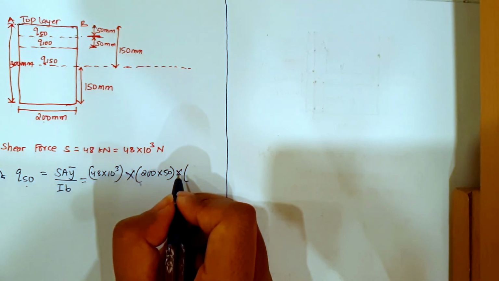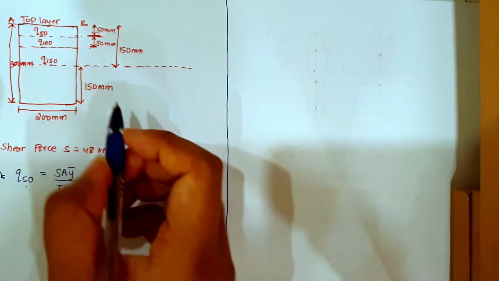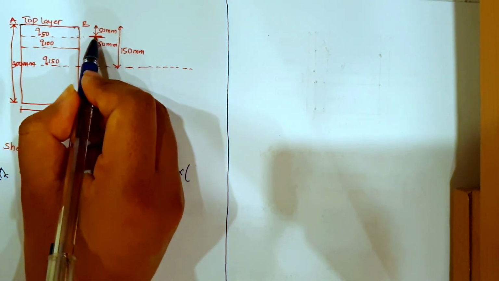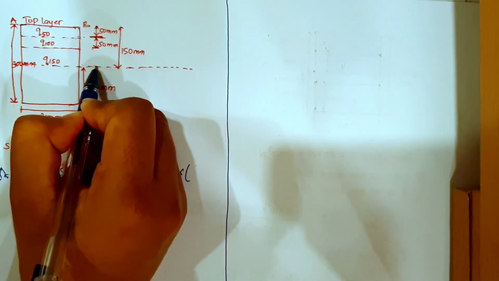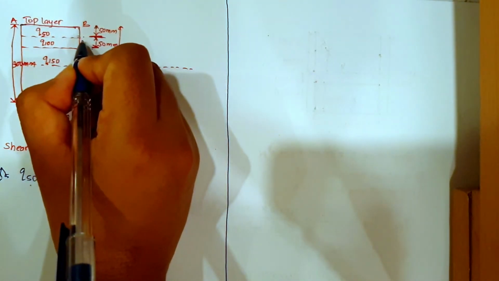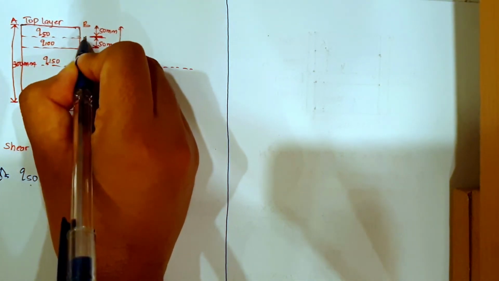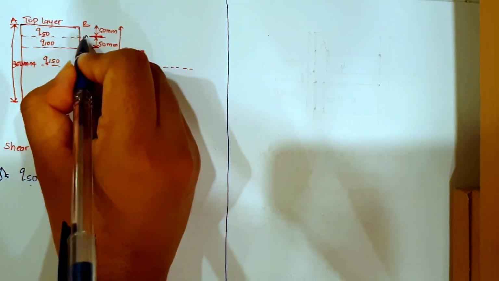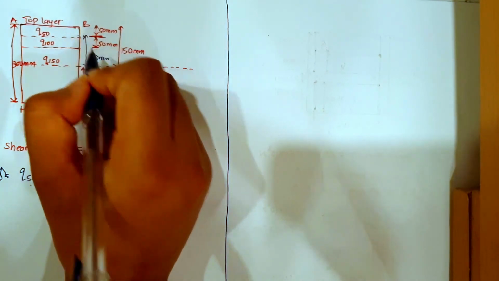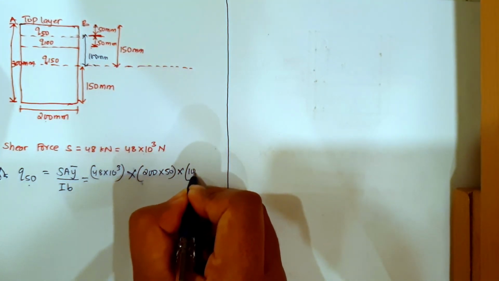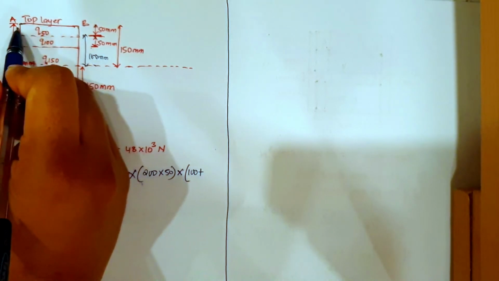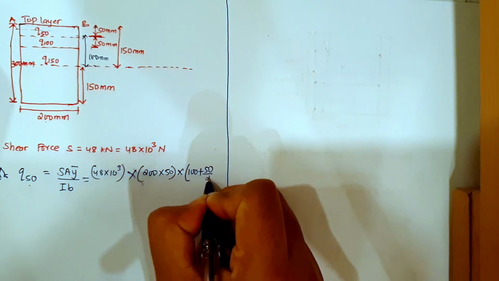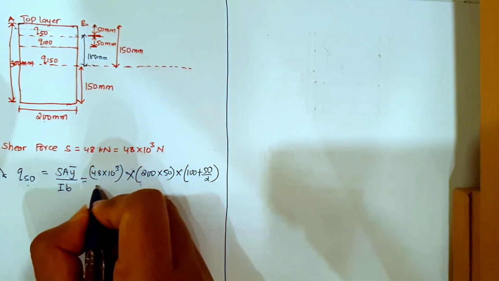Y bar will be equal to, we will go from here till here, okay? So from here, how much is the portion from here to here? It is 100 mm, right? And from the remaining, from here to here it is 50. So first I'll add 100 plus, now the half of this 50 point I have to find, so it will be 50 divided by 2, okay?